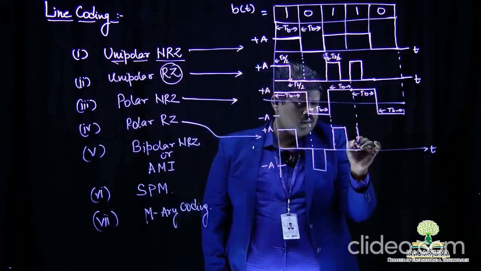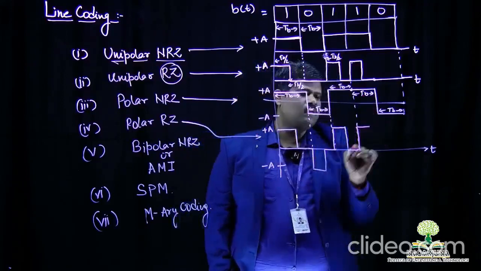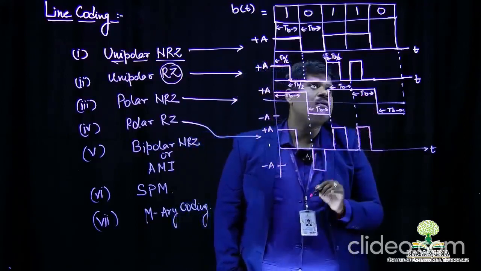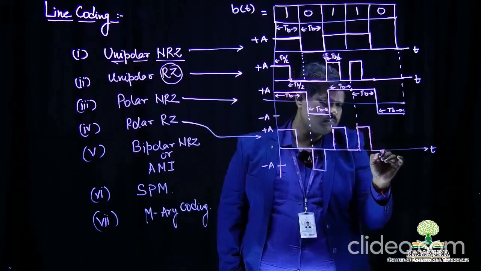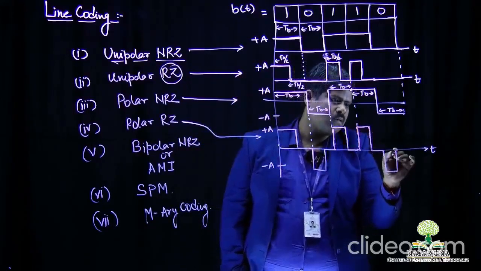Again, we have a high. For half of the bit interval, it will be high. Then it will return to 0. Like this.